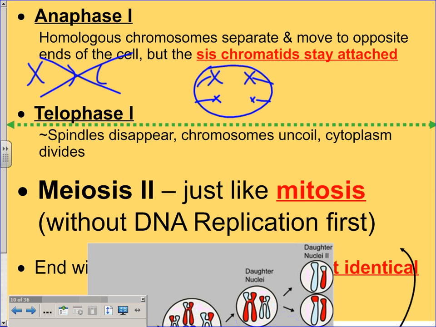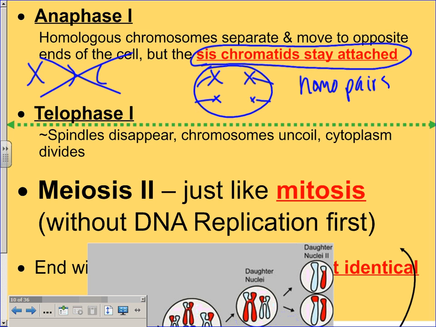So what has been separated? The homologous pairs are separated, not the sister chromatids. If the sister chromatids were separated, we'd probably have some gene mutations in those eggs and sperm. That would not be great. So the sister chromatids stay attached. That's why I have this in red. And the homologous pairs are separated. Super important. That's why this one's so different.